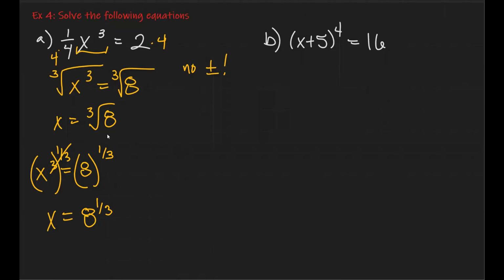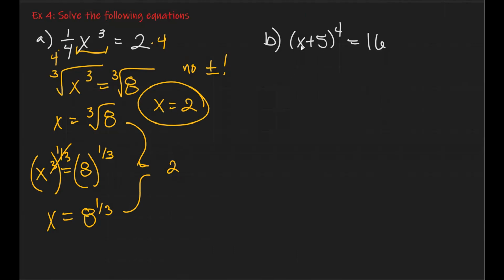Okay, so either way, what are these equal to? What times itself 3 times is going to give us 8? 2. So x is equal to 2 is our answer. Okay, one more to send it home.